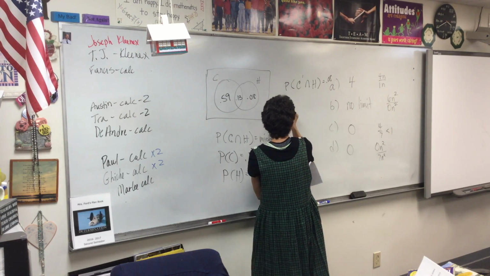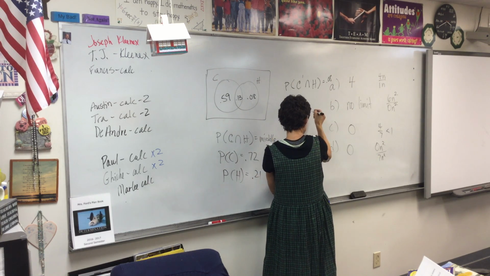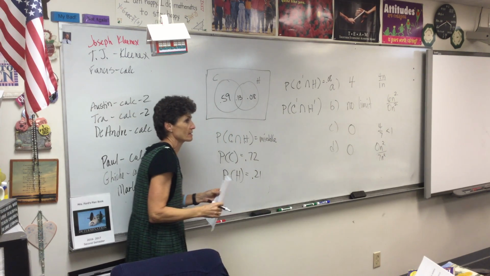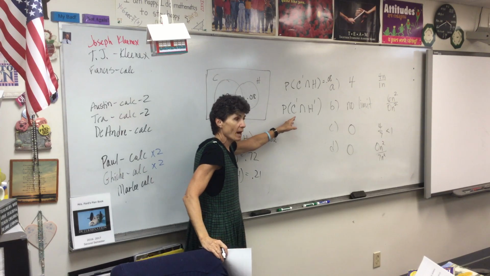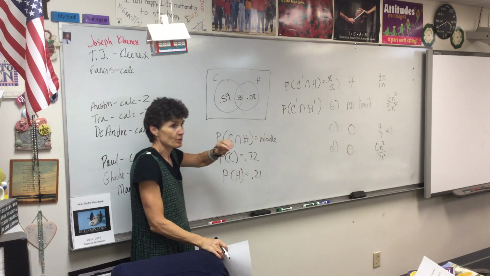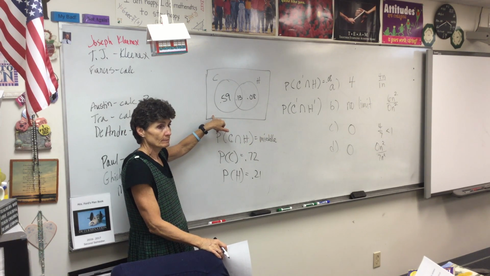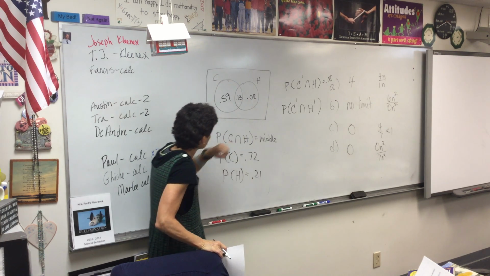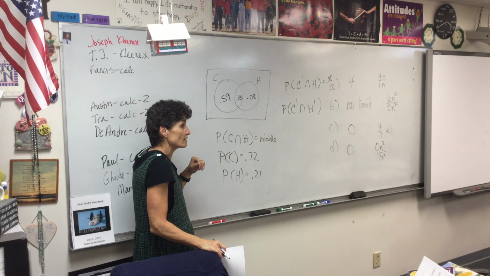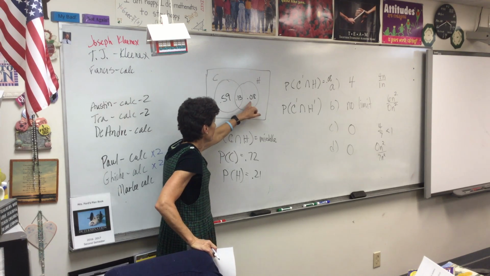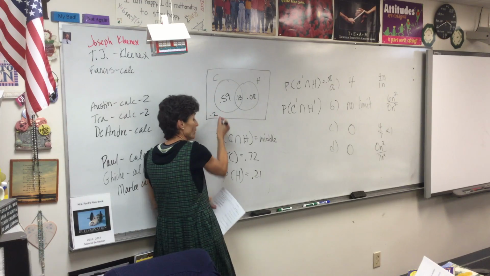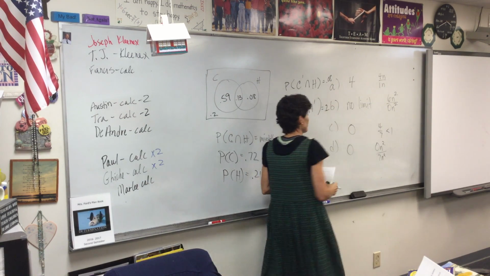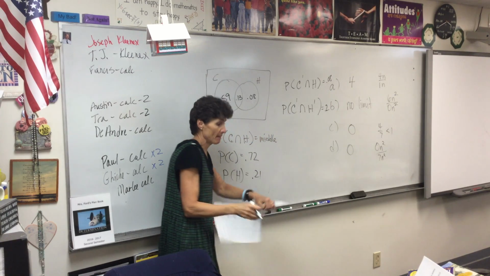And then, not in C and not in H. Ooh, I didn't fill that part out yet. Do you remember what that is? If you're not in C and not in H, where are you? Out here? I didn't fill that out. What do these add up to? 0.8? If those add up to 0.8, this has to be 0.2. So the answer to that question is 0.2. Anybody have a question about that?